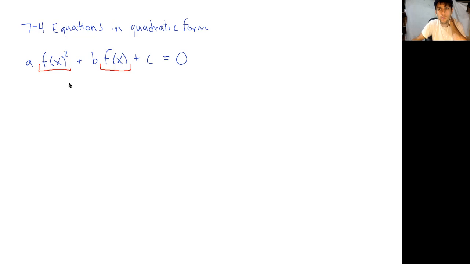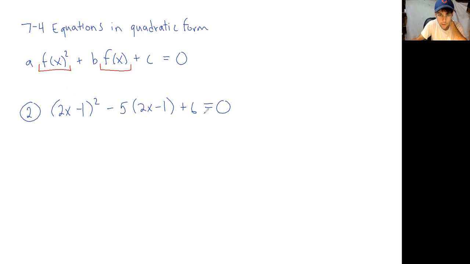It's really difficult sometimes to notice these, but when you look at the equations that follow this sort of quadratic form, I think it will make sense. So I'm going to look at problem 2 from this page to start things off. We have this: 2x minus 1 squared minus 5 times 2x minus 1 plus 6 equals 0.